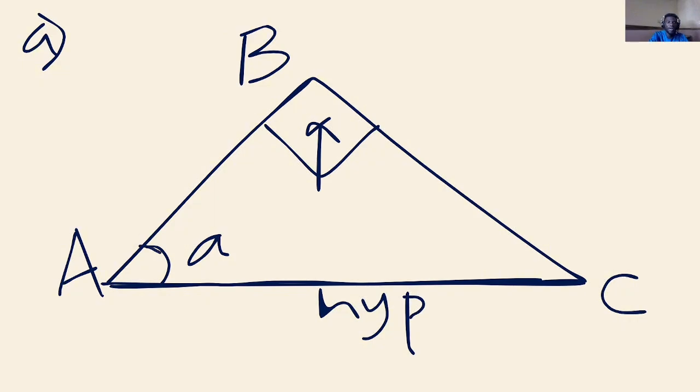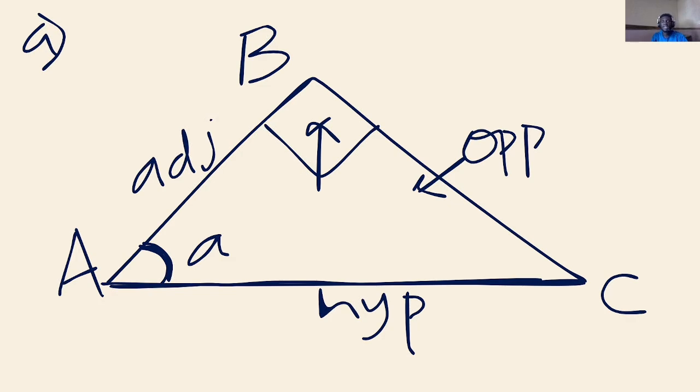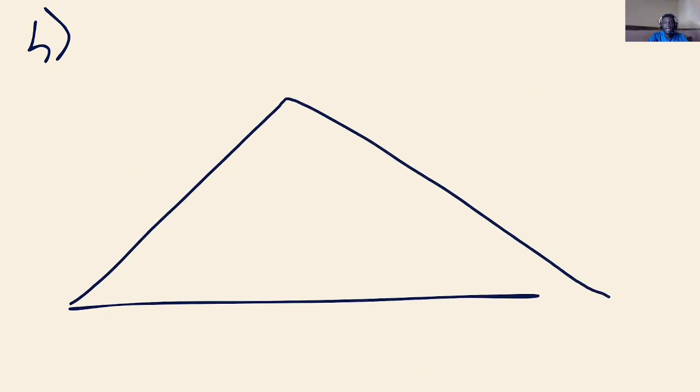Then this is our angle of interest, A, and this is the side opposite to it. So automatically, this becomes our opposite. Then since this is the angle of interest and this is the side next to it, this becomes our adjacent. Then in the second case, B, you have the same triangle, but now the angle of interest changes.